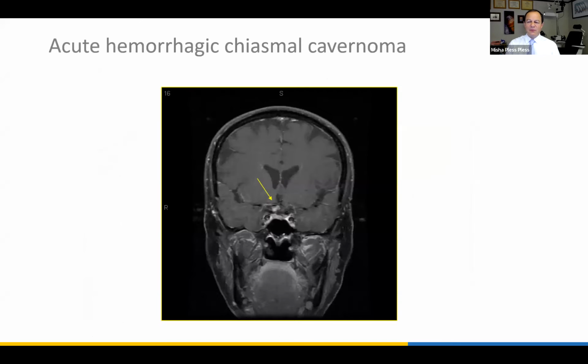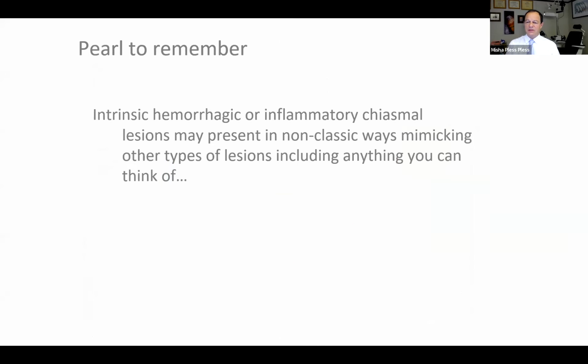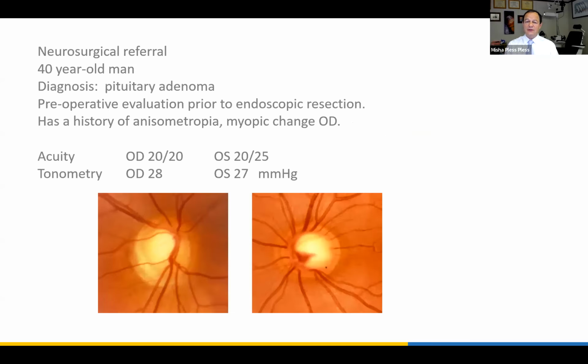You look at the scan a little more critically, and actually what you see is a hemorrhagic chiasmal cavernoma. This patient has two cavernomas, one in the parieto-occipital region, and one in the chiasm. The one in the chiasm was ignored at first because it's very small and it's present in only one sequence. So don't always assume that a parieto-occipital lesion will lead to a visual field defect. Sometimes they don't. So intrinsic hemorrhagic or inflammatory chiasmal lesions may present in non-classic ways, mimicking other types of lesions, including anything you can think of.